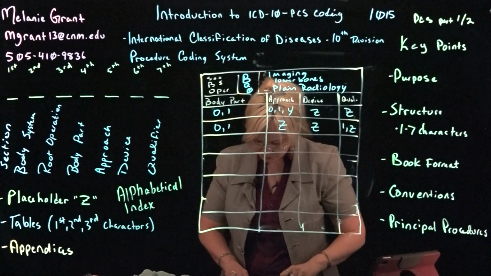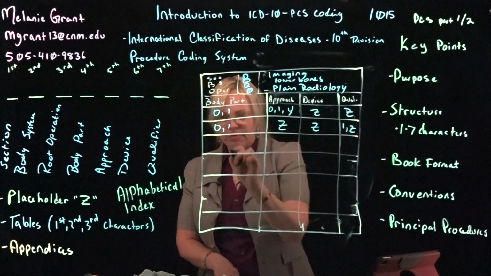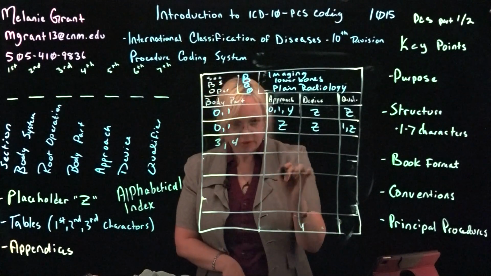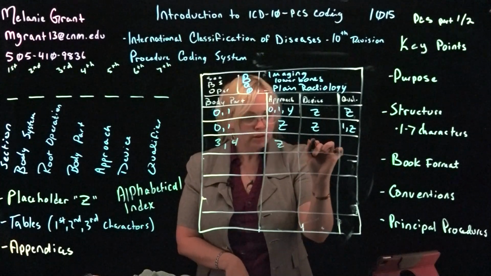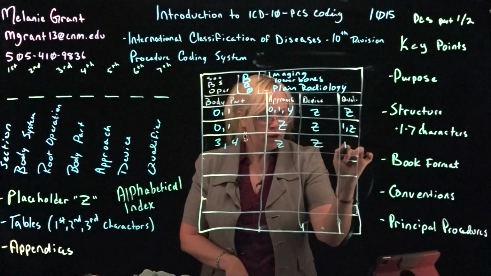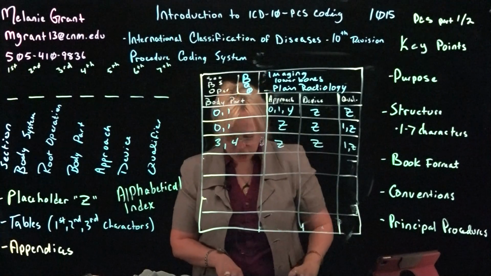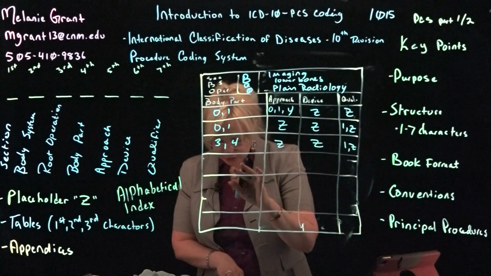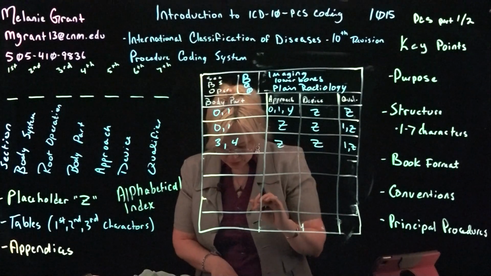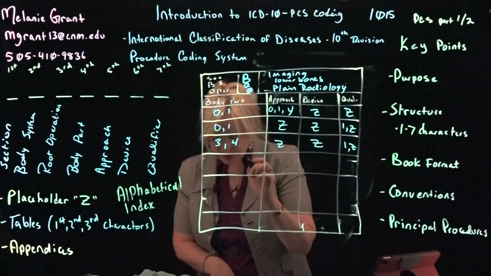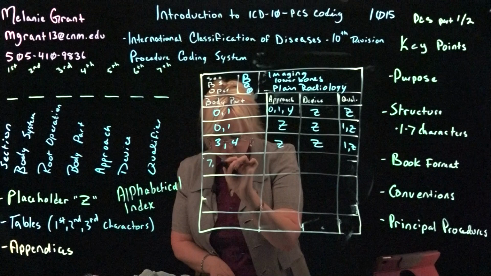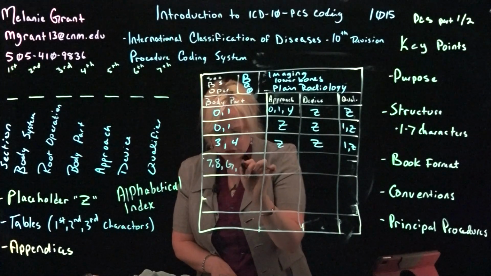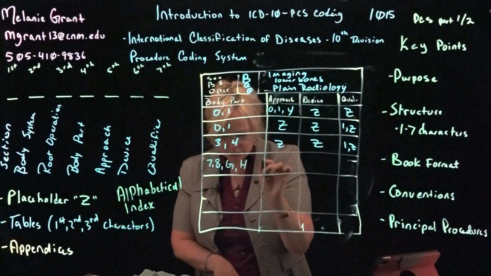Okay. Then we have femur, right and left, Z, Z, 1 and Z. And again, you should be looking at this table with me in your code book. I'm just showing you how you would pull this up. Okay, then we have our knees, 7, 8, and ankles, G and H.